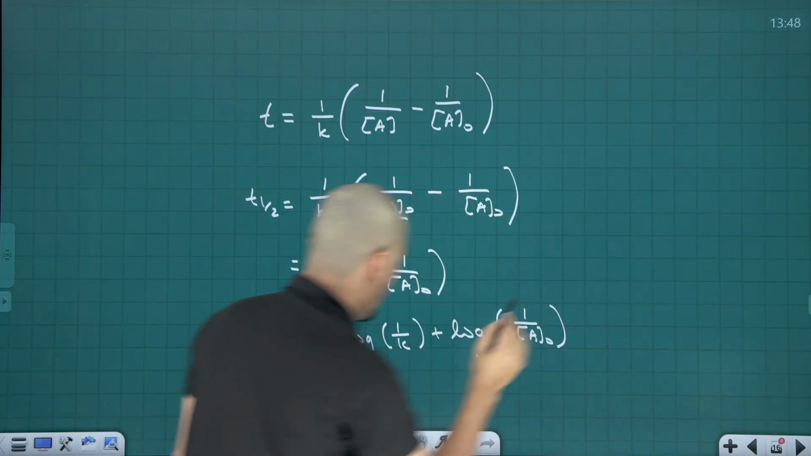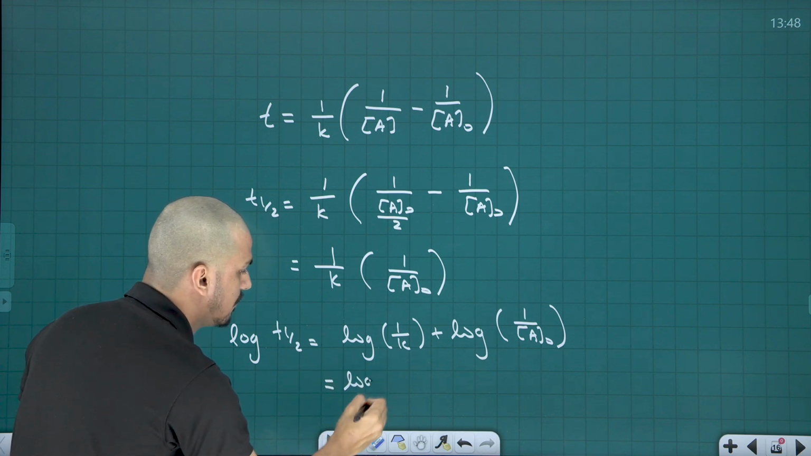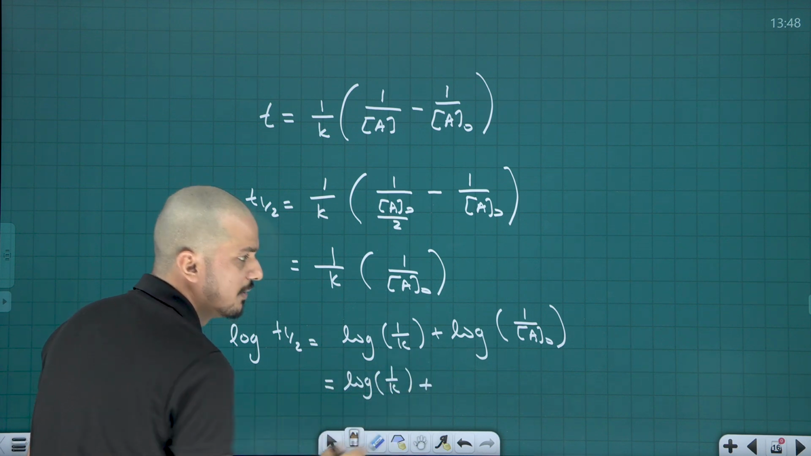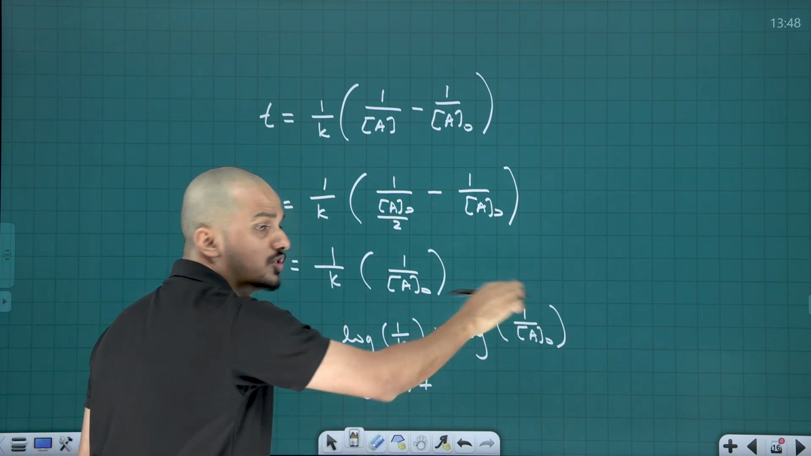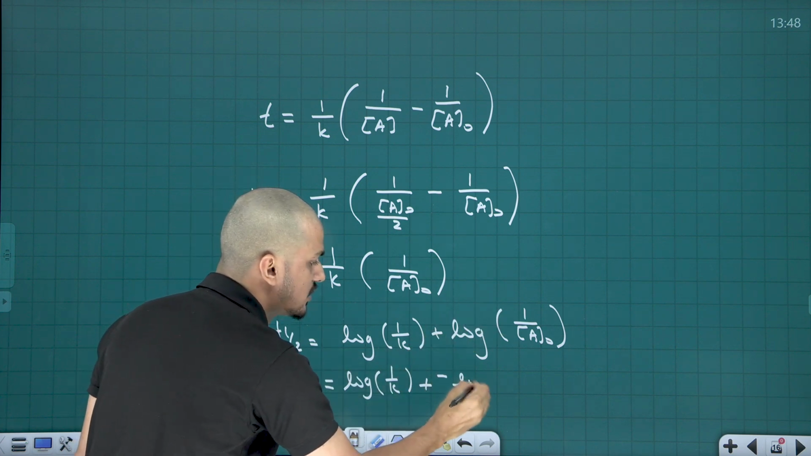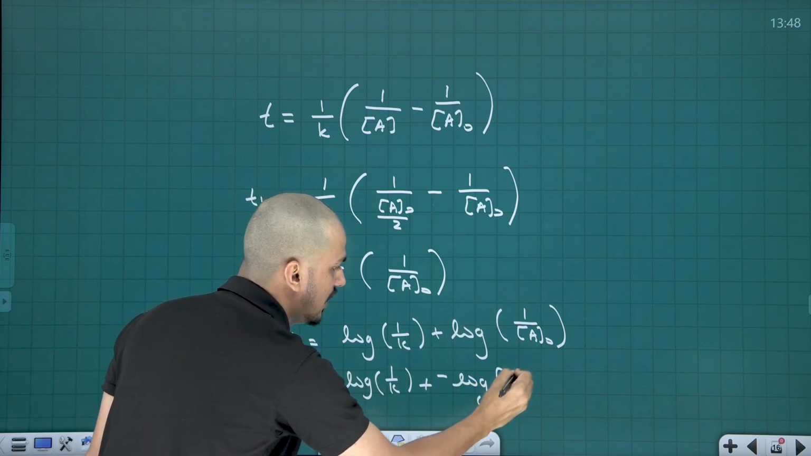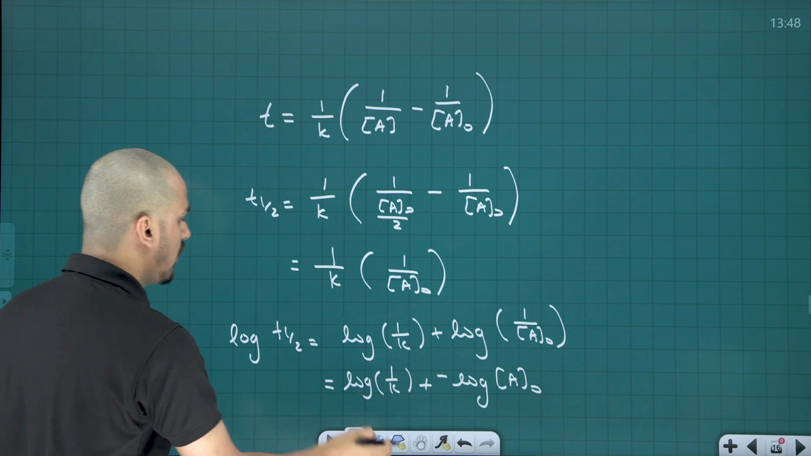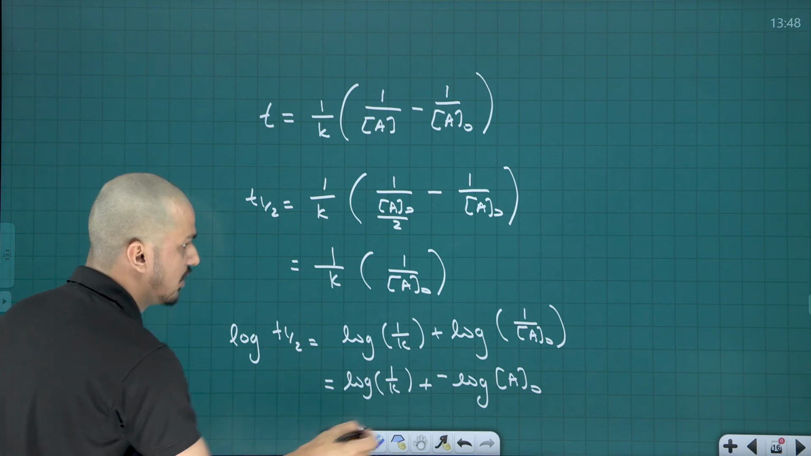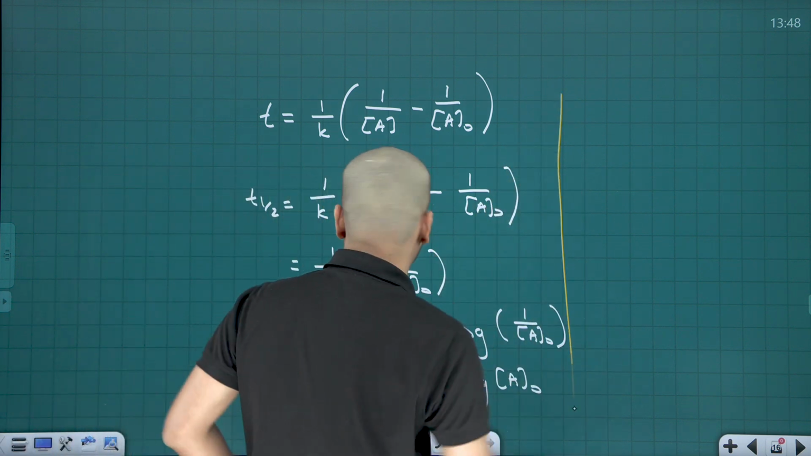So what I will do is, log 1 by K plus, this is A0 raised to minus 1. That minus 1 I can take out, so minus log A0. I can write it like this. So this is of the form y equals, you got the equation.